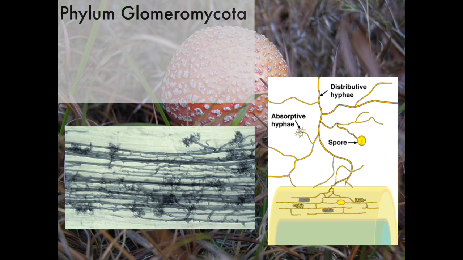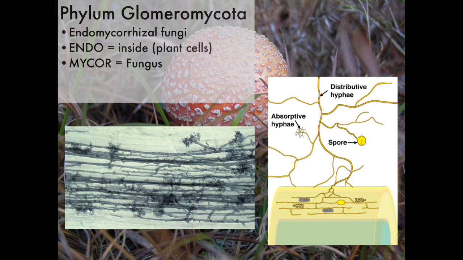The Glomeromycota, just to make things even more confusing, are endomycorrhizal fungi. Wow, that's a mouthful. That's a big, fancy word. What does it mean? Well, let's break it down. Endo means inside. In this case, they live inside plant cells in the roots. Mycor refers to the fungus as part of this association, and rhiza means root. So these are fungi that live inside plant roots, but they're not pathogenic. They're actually considered to be symbiotic mutualists.